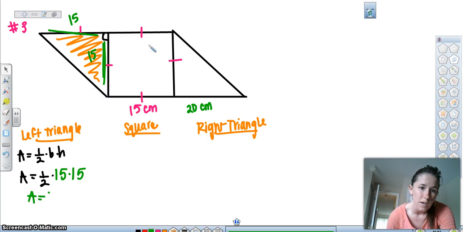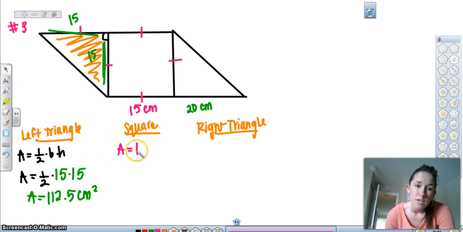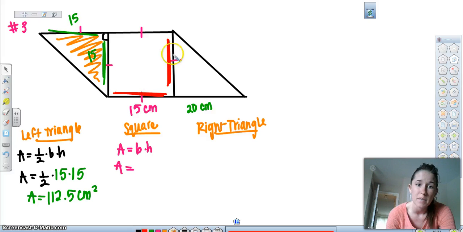112.5 is the area of your left triangle, and you would label that centimeters squared because you are finding area. Now, to get the area of the square here in the middle, we will not use the triangle formula. When you get the area of a square, you just do base times height. The base is 15. The height of our square is also 15 because it's marked with the dash, meaning that it's the same length. Also, we know that squares always have all the same sides.